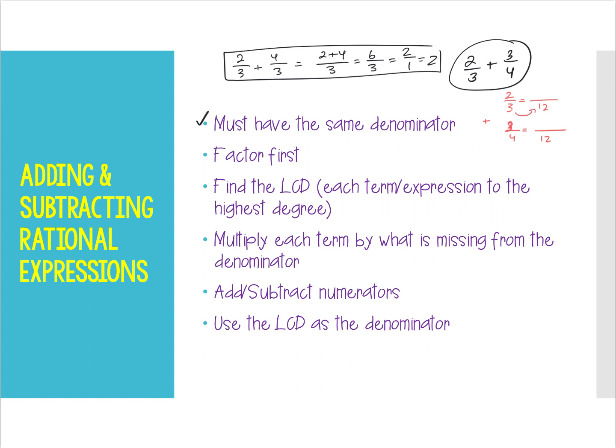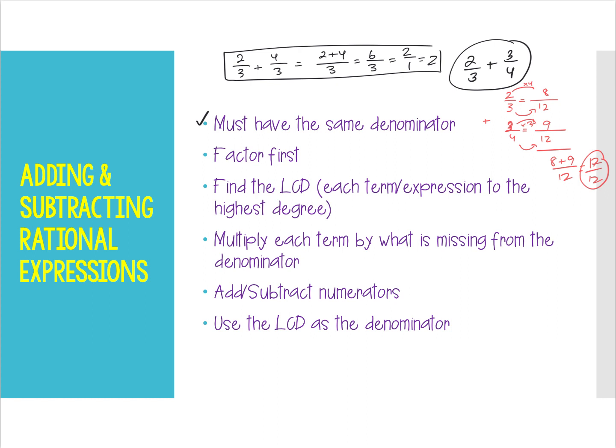If I multiply 3 by 4, that means I'm going to do 2 by 4 as well, and I'm going to get 8. If I do 4 by 3, that means I'm going to do 3 by 3, and I'm going to get 9. And so now I have 8/12 plus 9/12. Add my numerators, and my denominator stays the same. So 17/12 is my answer, or 1 and 5/12, or however I want to write that.